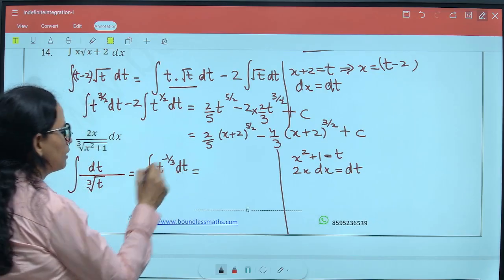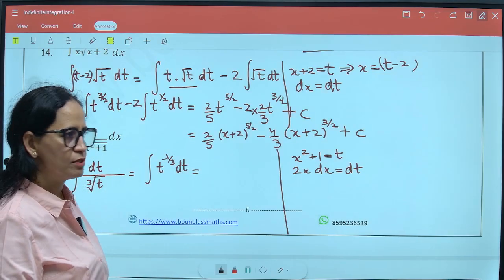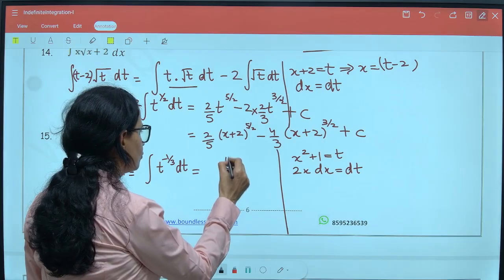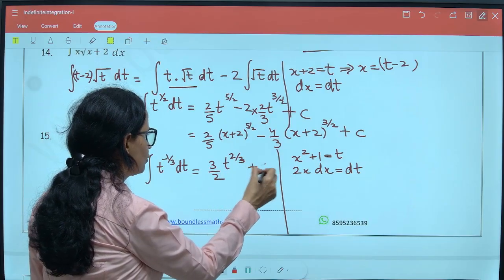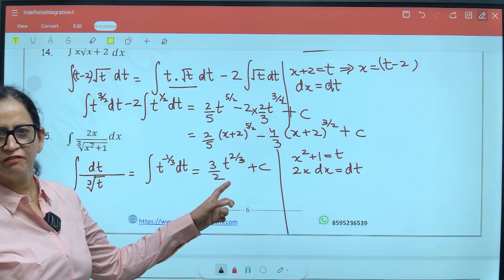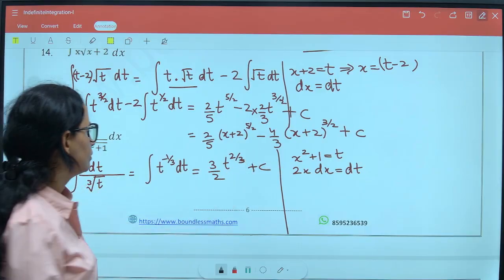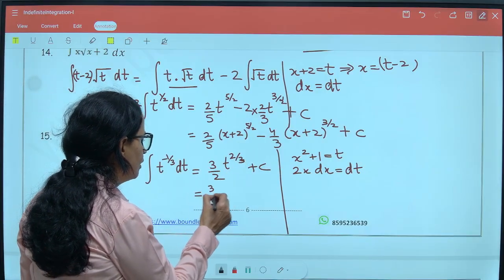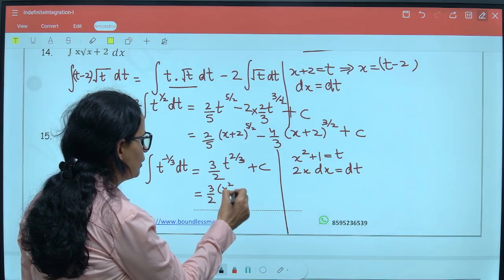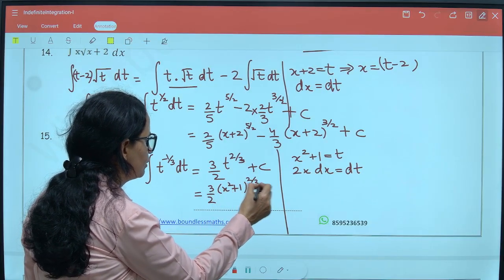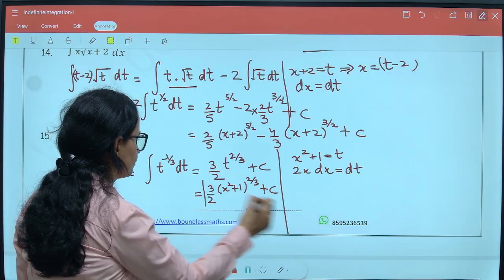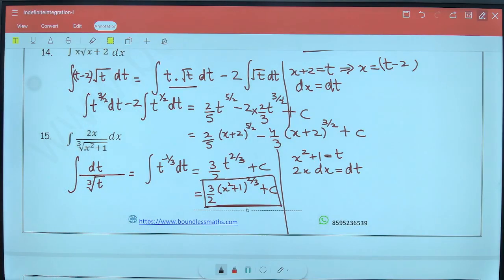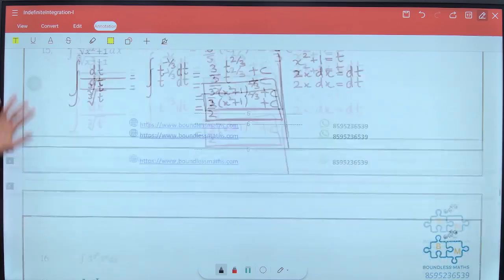And when we integrate, minus 1 by 3 plus 1 becomes 2 by 3. So it is t to the power 2 by 3 and 3 by 2 by the side, plus constant of integration. In the final answer, again replace t back with the original function. So it is 3 by 2 (x square plus 1) to the power 2 by 3 plus c. So this is the final answer. Understood? Wonderful. Let's look at another example.